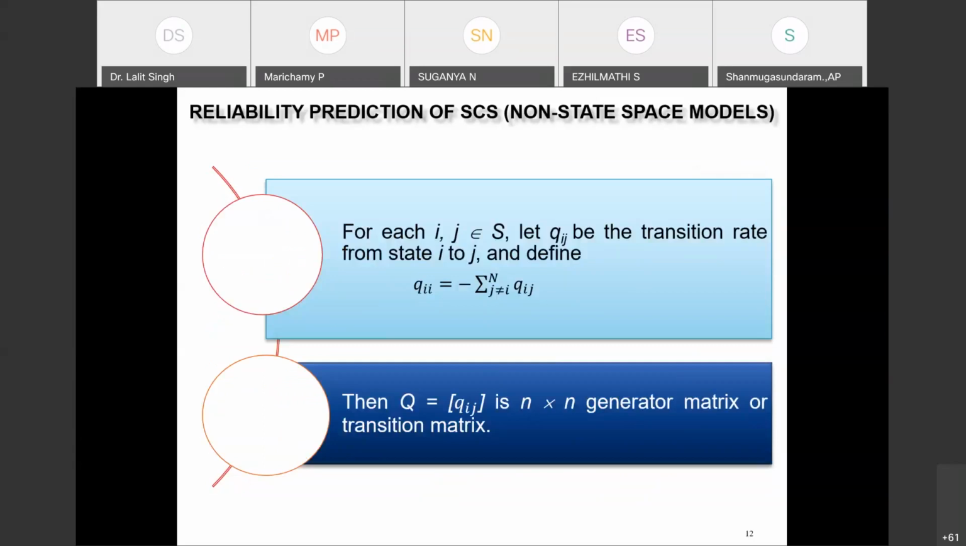Now there is some mathematical concept. For example, if there are two states in the Markov chain, say i and j, and the transition rate from i to j, where transition rate means the number of transitions per unit time, is say qij, then we can define the transition rate from state i to state i as equal to minus the summation of all the transition rates from the same state to all other states. And now we can define one matrix, the transition matrix, or we can name it the generator matrix also, where we write the total number of states in rows and columns, and we fill in those matrix elements with the transition rates from one state to all other states.